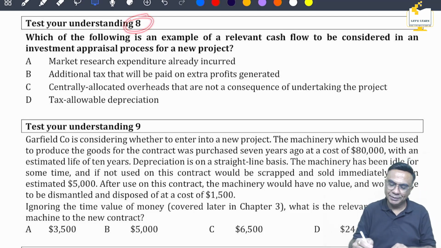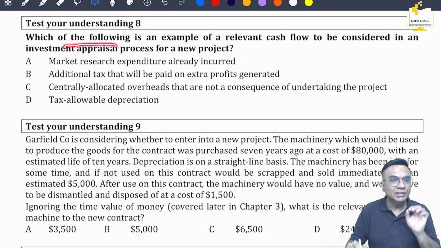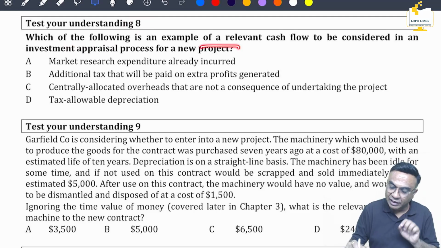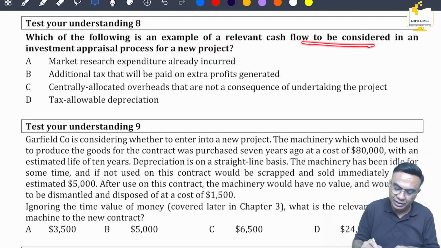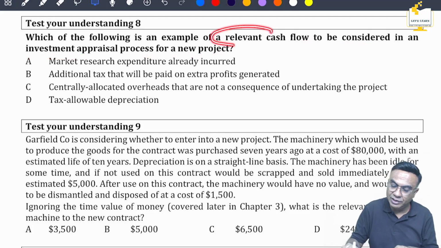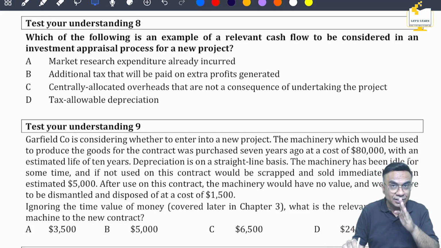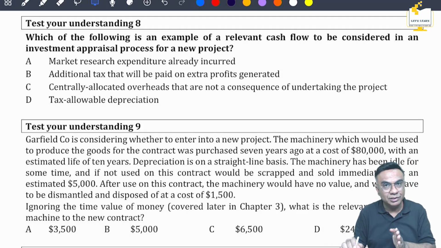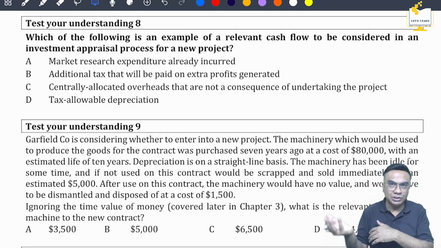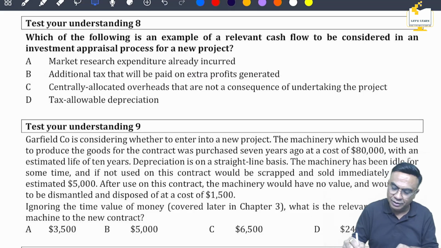Example 8. Which of the following is an example of a relevant cash flow to be considered in an investment appraisal process for a new project? Which one is the relevant? A, market research expenditure already incurred. It is a sunk cost. It is not going to affect your decision whether you start with the project or don't start with the project. This is irrelevant. So this is not relevant.